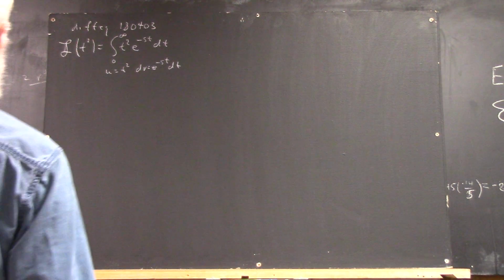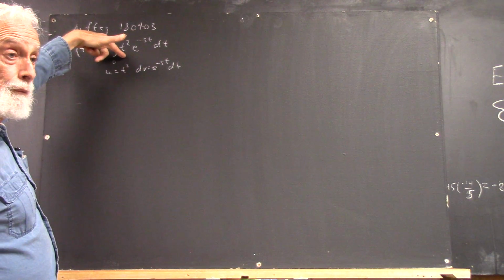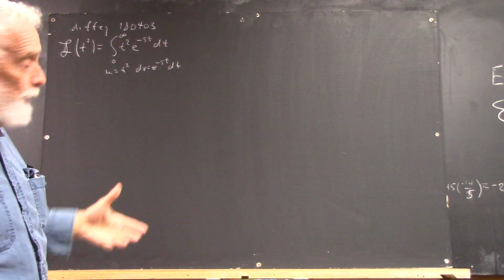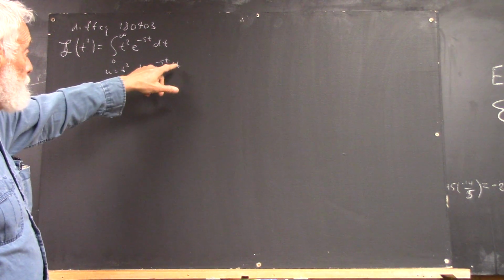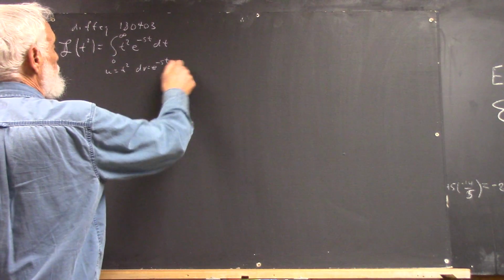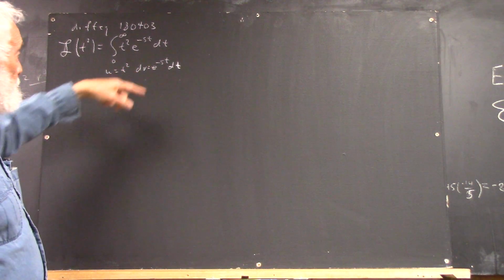Okay, finding the Laplace transform of t squared. Here's our integral. And we start off with exactly the same dv. And I forgot to write the dt in my dv. It's important to write that. So it acts just like the previous one.